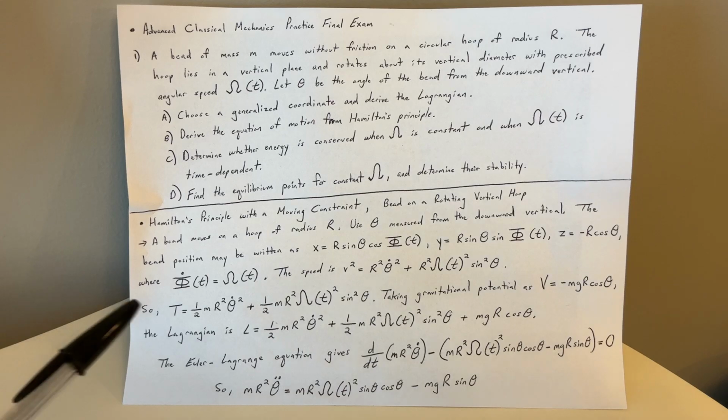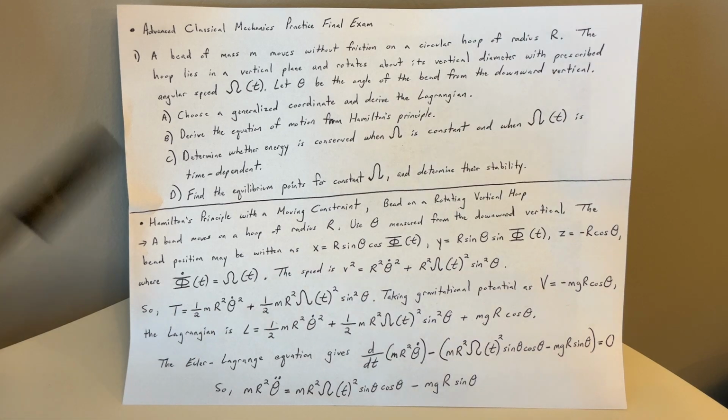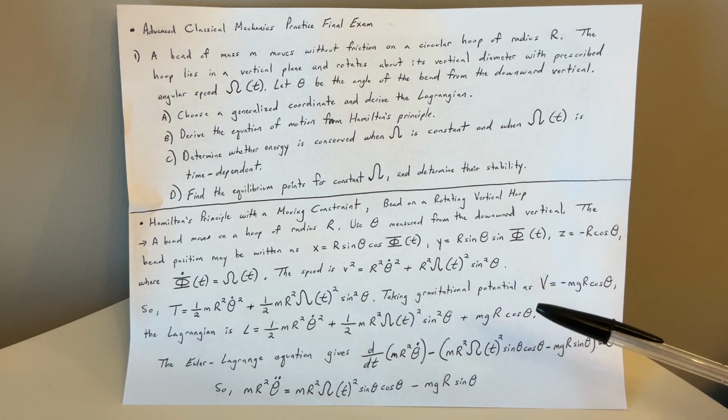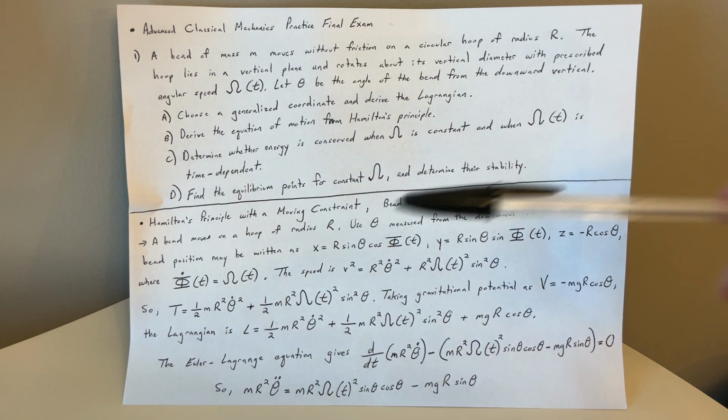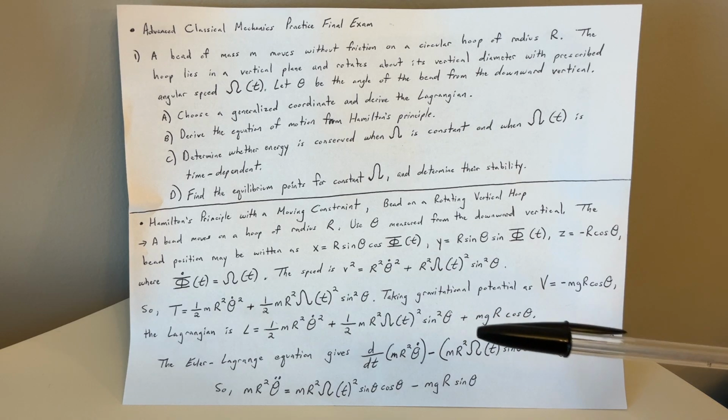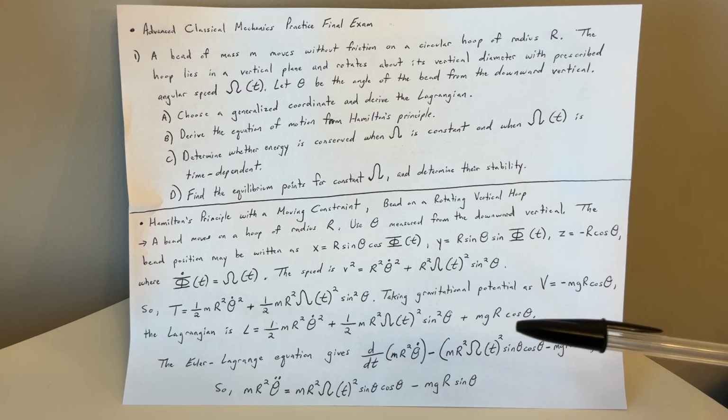So our kinetic energy T is 1/2 m r squared theta dot squared plus 1/2 m r squared Omega of t squared sine squared theta. And taking the gravitational potential as V equals negative mgr cosine theta, from there we get the Lagrangian. The Lagrangian L is 1/2 m r squared theta dot squared plus 1/2 m r squared Omega of t squared sine squared theta plus mgr cosine theta.